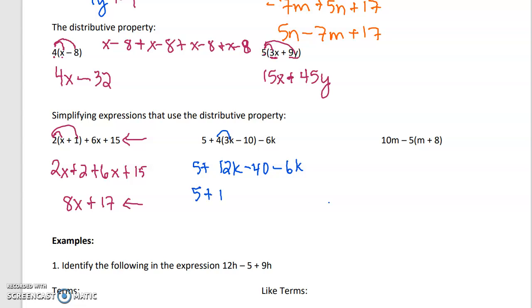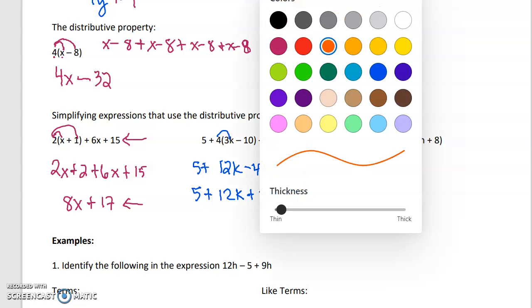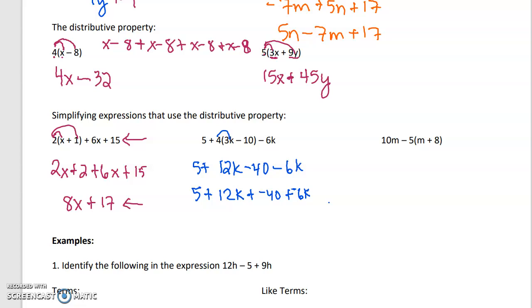Now everybody's a little bit different here. If you want to go ahead and write this as addition so that you remember the signs of who's negative and who's positive, go for it. If you feel comfortable without that, that's okay too. This is a negative 40 and this is a negative 6k. That's just something I want to point out to everybody.